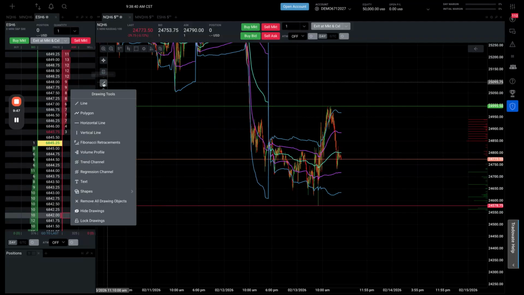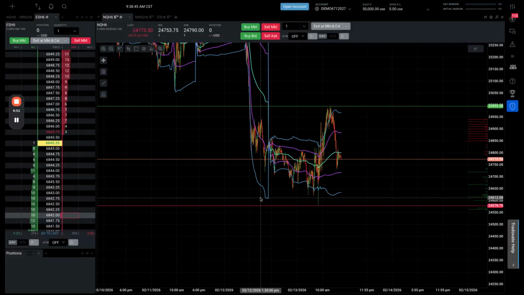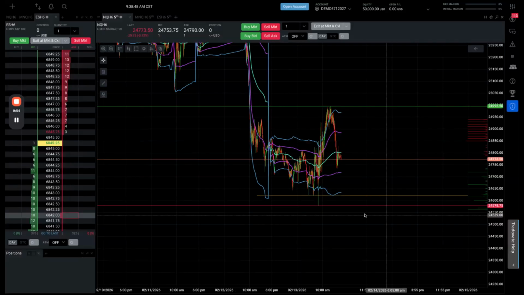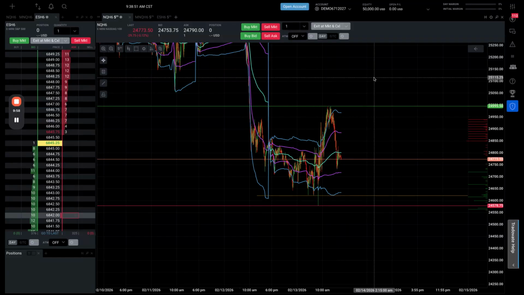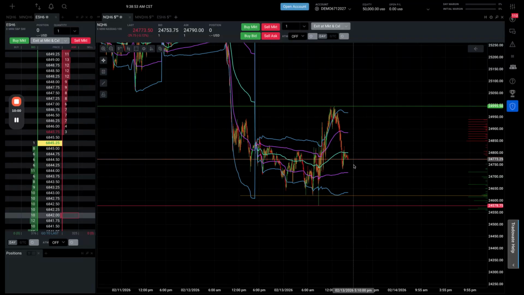And you only want to do it the first time or second time that it tests. Right here, look, we already came down one time and it bounced. So the second time, we should still get a little bounce. From here to here, maybe we go all the way up, who knows? But if we come down here one more time when the market opens, we should be able to get a little bounce.